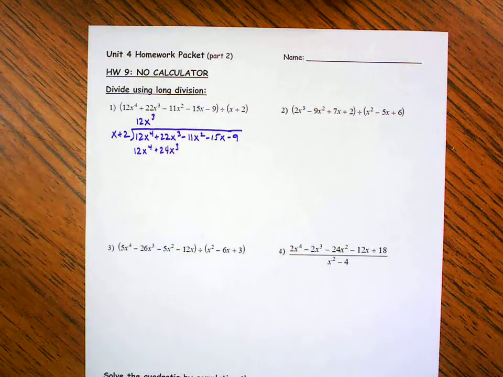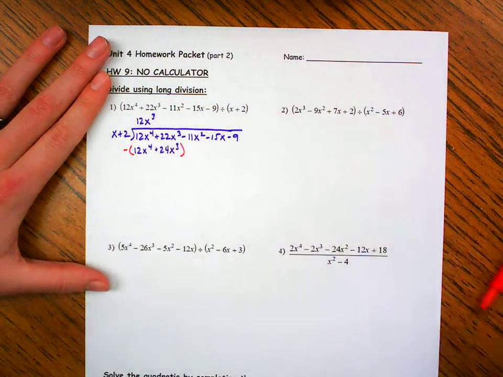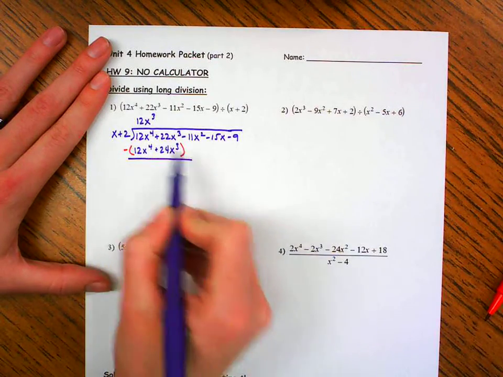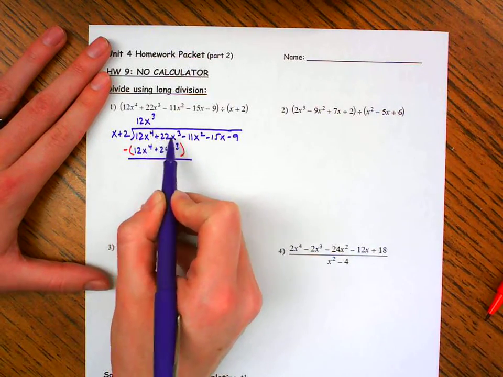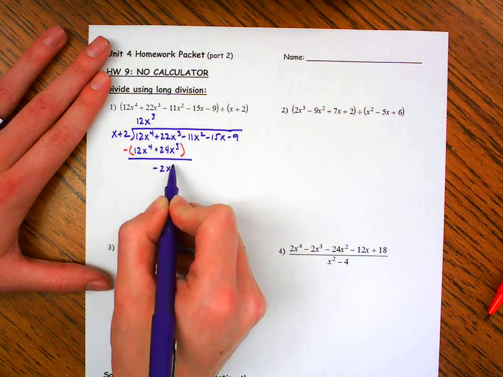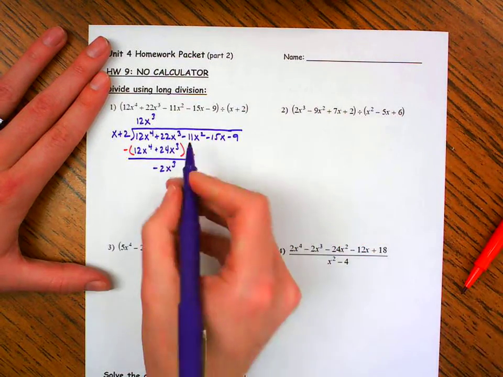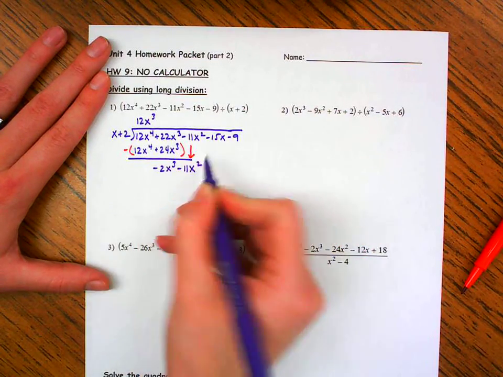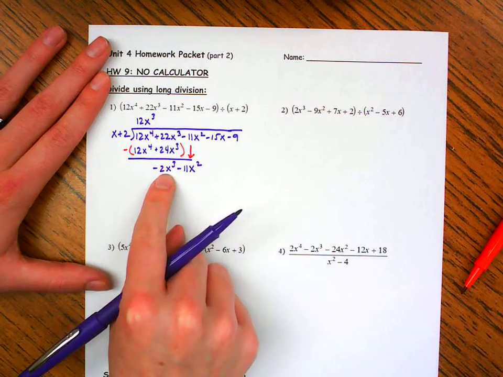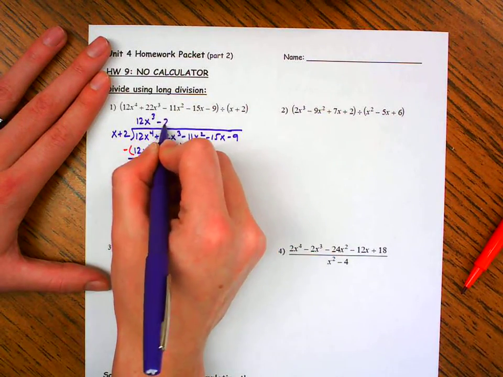And now I'm going to subtract this out. So here we go. So this minus this is going to give me 0. 22x cubed minus 24x cubed will give me a negative 2x cubed. And once I do that, I'm going to drop this next term here. So now I have a minus 11x squared. I'm going to repeat the process. I'm going to take my largest term and divide it into my largest term, or my leading term, which is going to give me negative 2x squared.